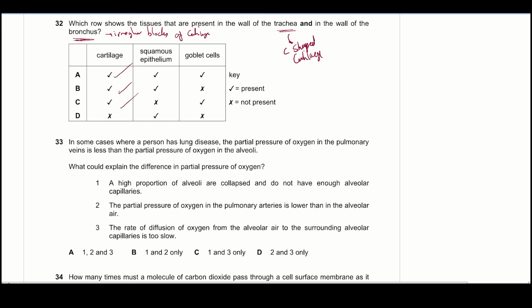Now, let's move on to squamous epithelium. The only structure in the lungs that has squamous epithelium is going to be the alveoli. So, C is the only correct answer. For goblet cells, yes, they're ciliated epithelial cells. So goblet cells are definitely going to be present, so the answer is going to be C.